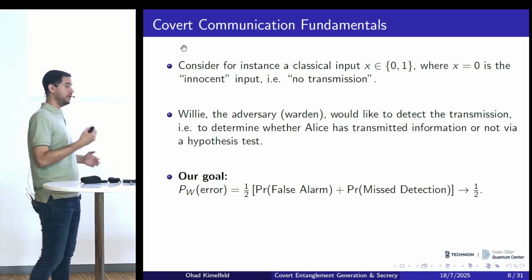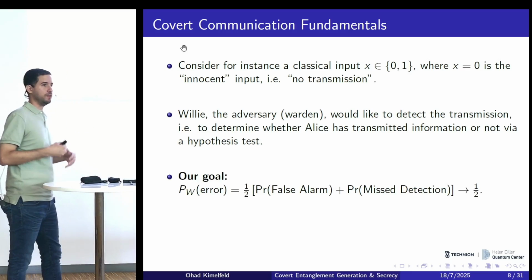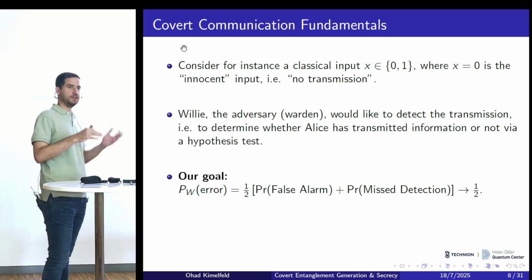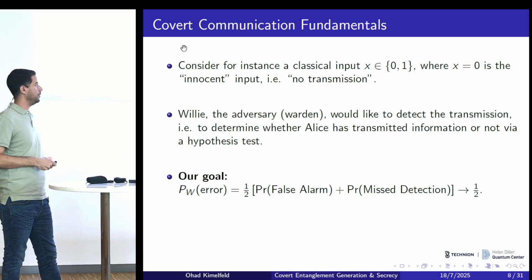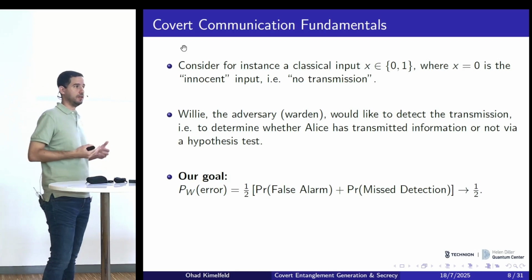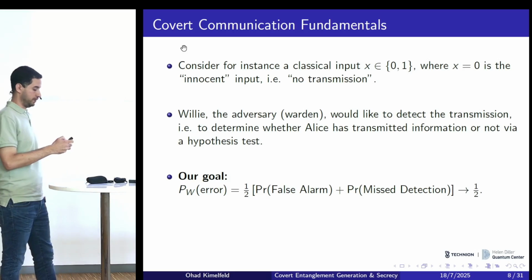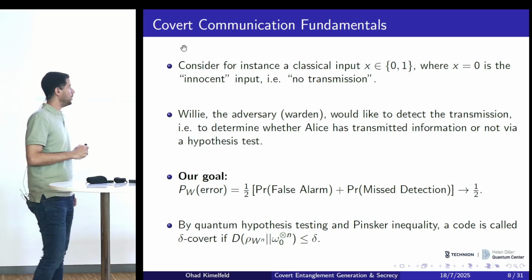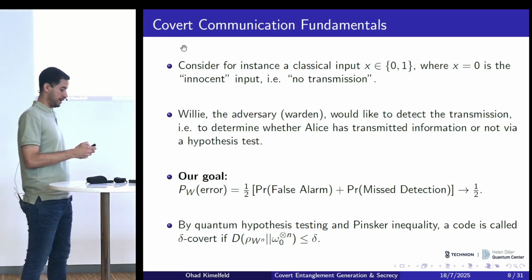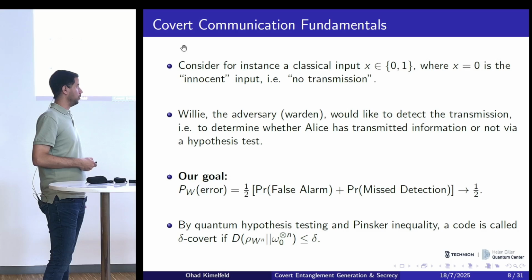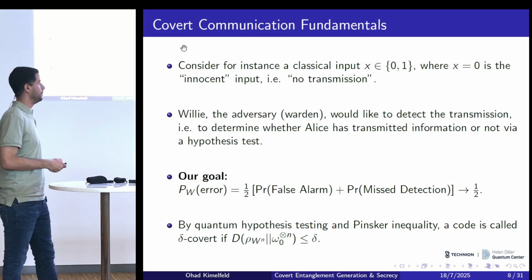And our goal is that Willy's probability of error, which is the average of the probability of false alarm and the probability of misdetection, will be as close to 1/2 as possible, which means the testing is ineffective, like tossing a fair coin. And it turns out that by quantum hypothesis testing and by Pinsker's inequality, we can call a code delta-covert if the divergence between Willy's state when there's transmission and Willy's state when there's no transmission is delta small.